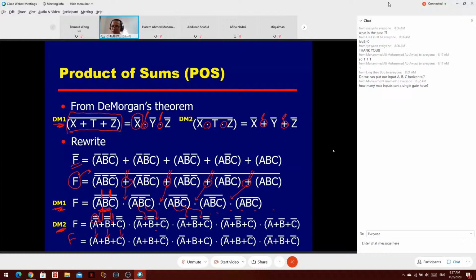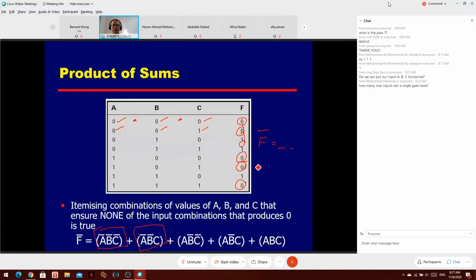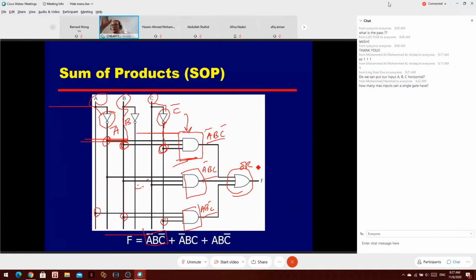A couple of chat messages. Can we put inputs A, B, C horizontal? What do you mean? Oh, you mean the circuit? When you draw the circuit, yes, you can draw it any way you want. If A and B are horizontal, then F will be at the bottom. That's fine as well.